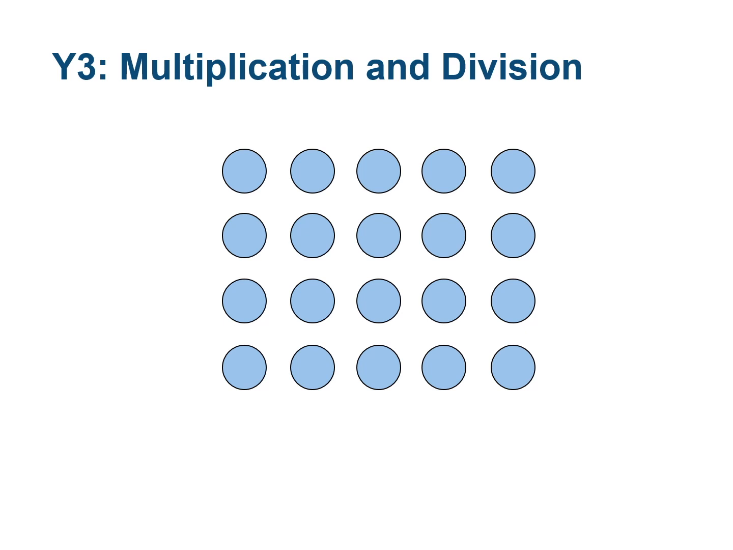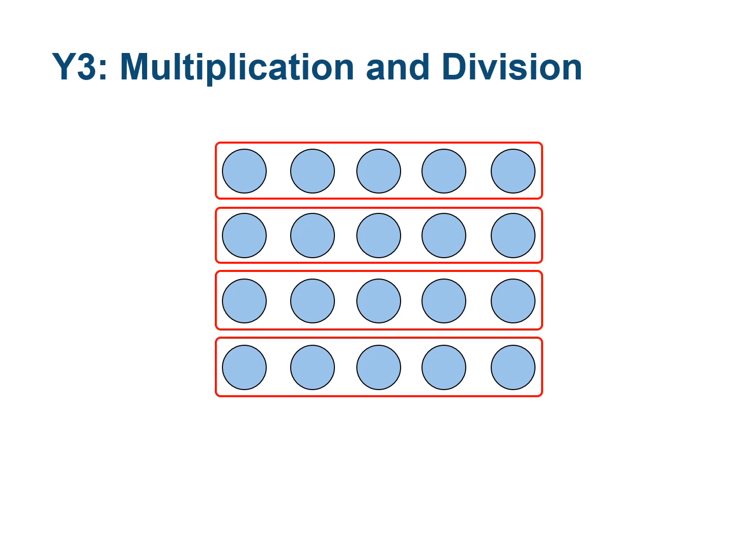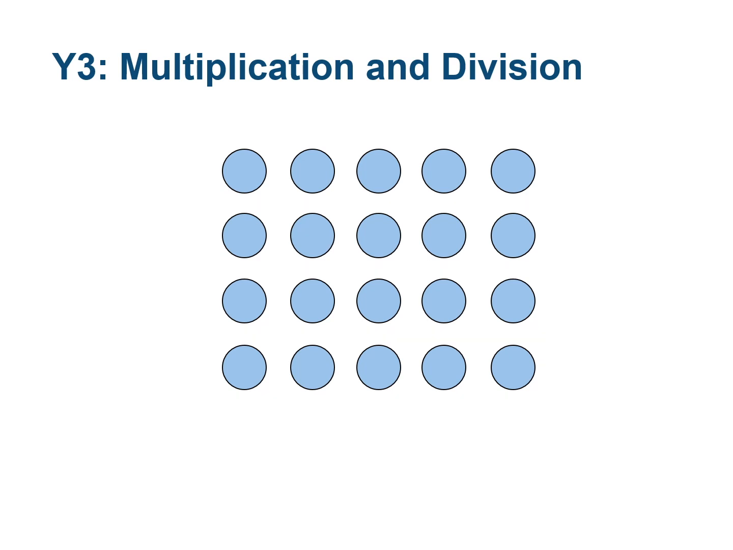In multiplication and division, pupils must be taught that multiplication is commutative. 4 groups of 5 and 5 groups of 4, for example, give the same product, 20. Knowing that 5 groups of 4 gives the same total as 4 groups of 5 means that children do not need to learn 5 times 4 and 4 times 5 as separate times table facts.